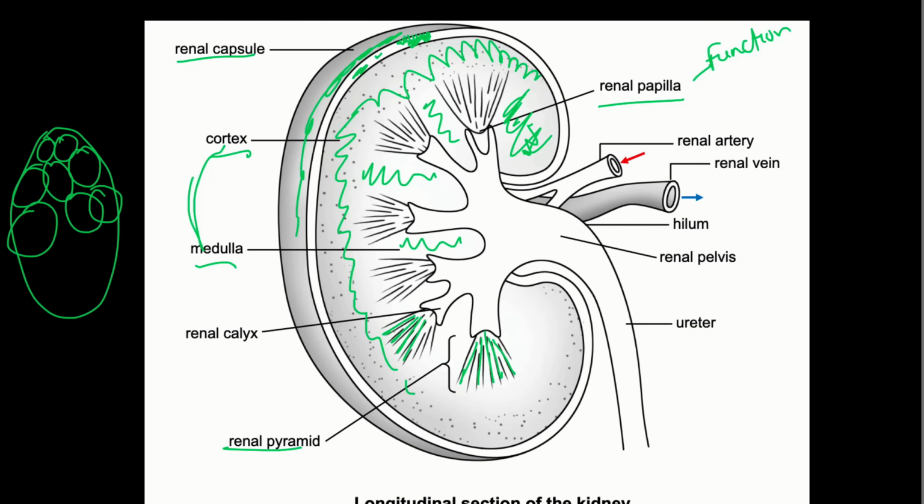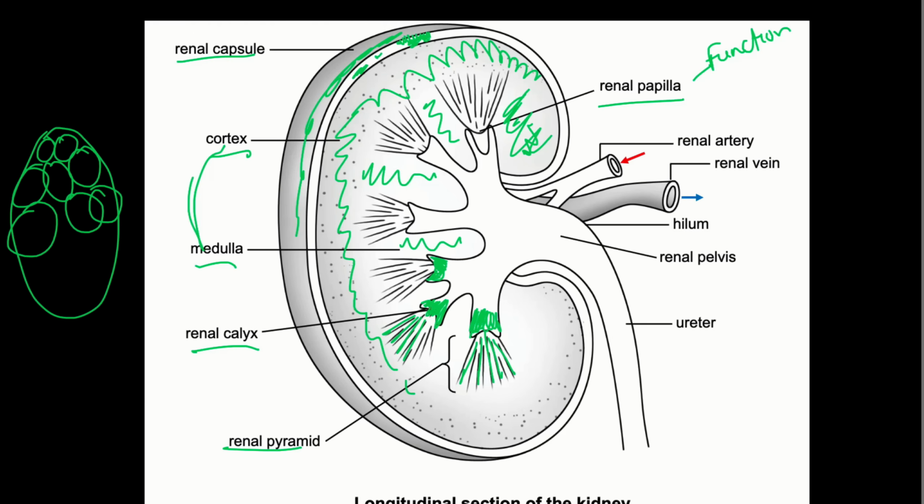But basically, all of these ducts together make up the renal pyramid. And then they go into the next portion of the kidney, which is the renal calyx. So it's this area over here. Now the plural of calyx is calyces, so these are all the renal calyces.